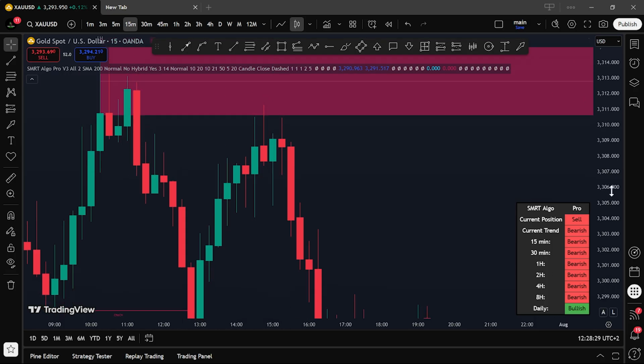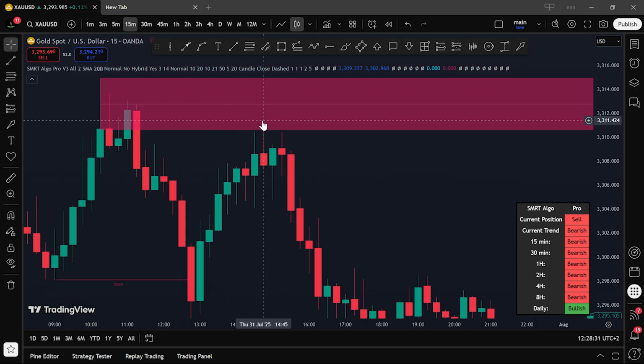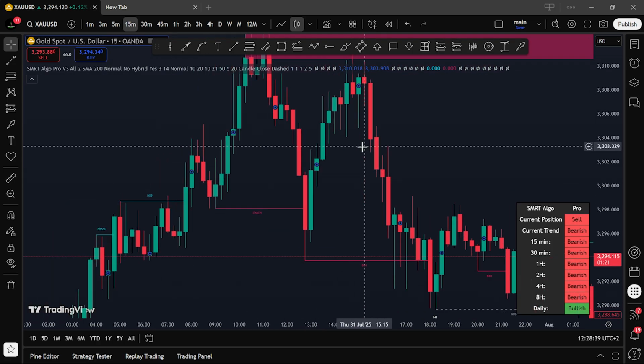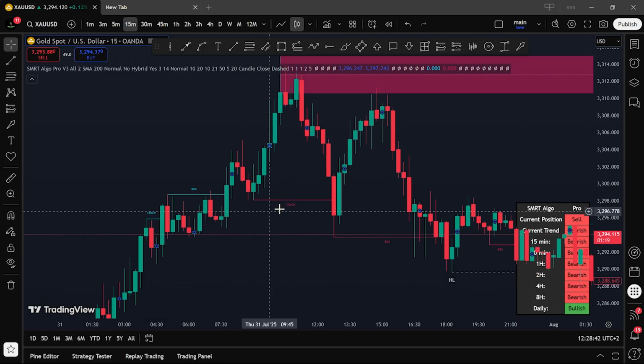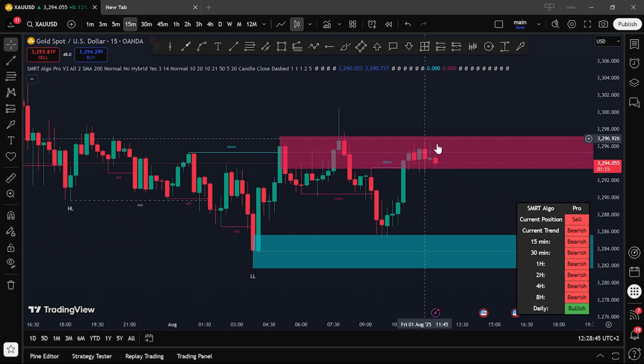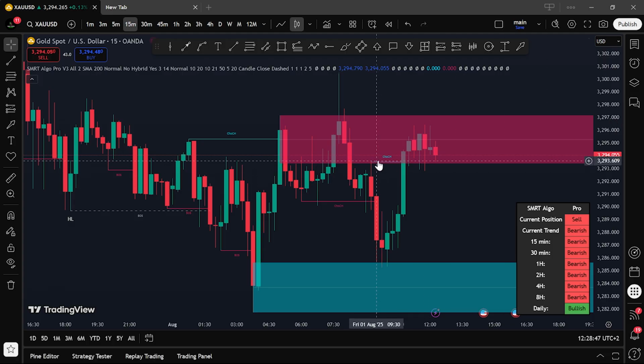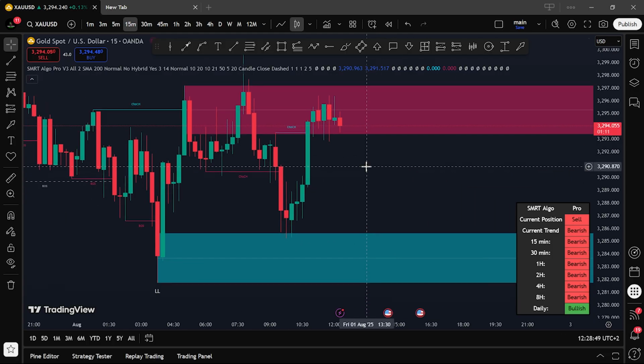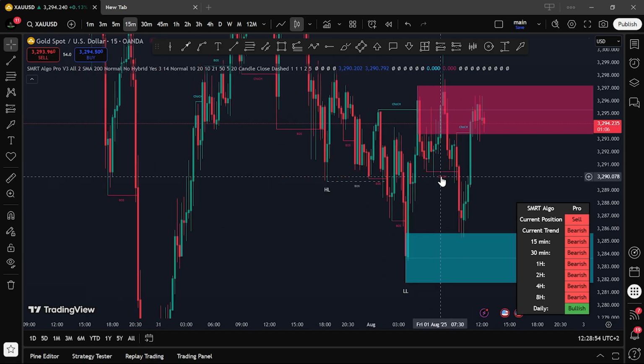But then you can clearly see that after touching the supply zone here, price rejected with this candlestick. This is a rejection candlestick. That is why you see price moving to the downside, and we can see a change of character here. And this indicator doesn't even lag. We can clearly see that right now we have a change of character, so we are likely to move to the downside, followed by a strong move to the upside.